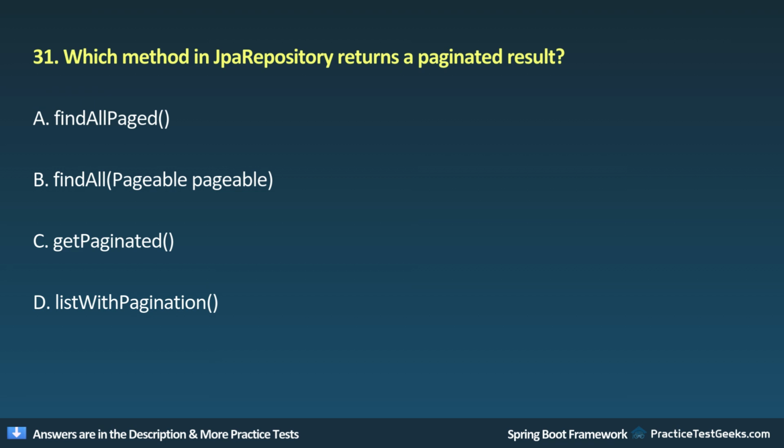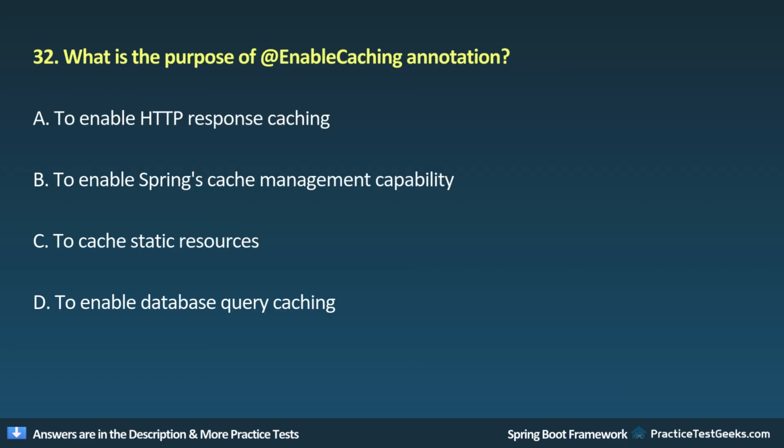A. findPaged. B. findAll(Pageable). C. findPaginated. D. findListWithPagination. 32. What is the purpose of the @EnableCaching annotation?